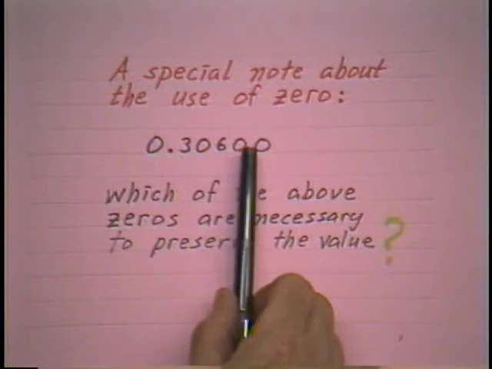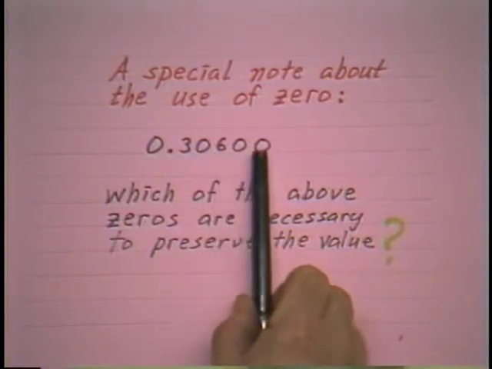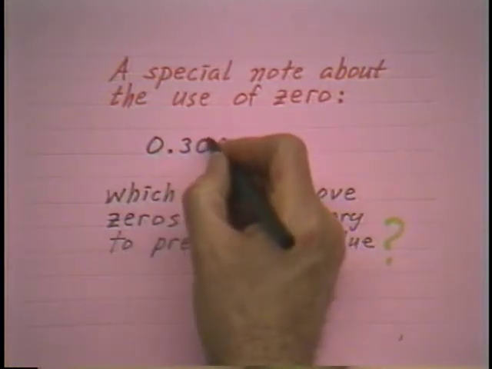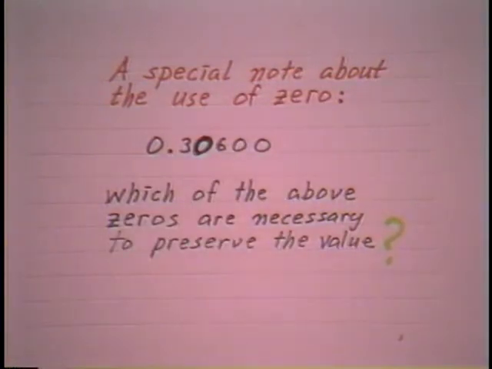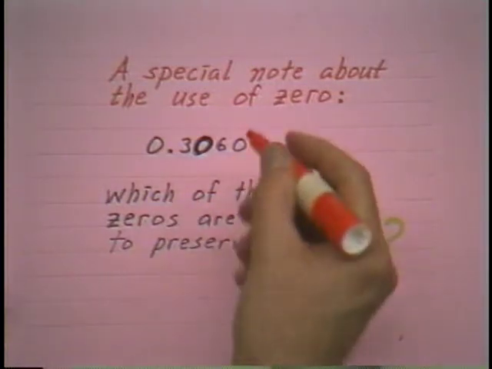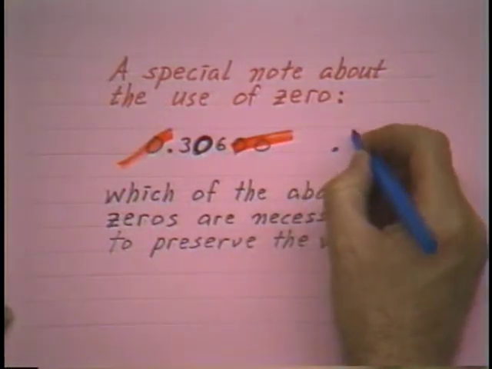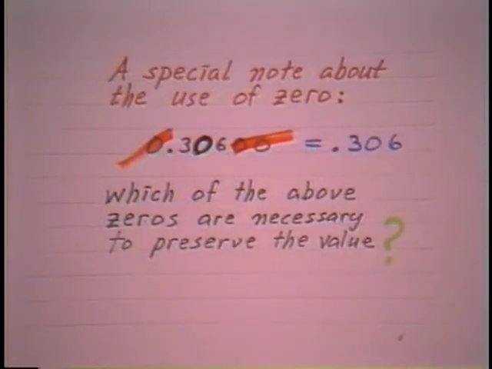But this says I have 6 thousandths, but no 10 thousandths, no 100 thousandths. But for that matter, you have none of anything else that would have followed either. So as it turns out, these two, or this one, is the only one that's really necessary. That if these weren't there, and we had this instead, it would be the same number.